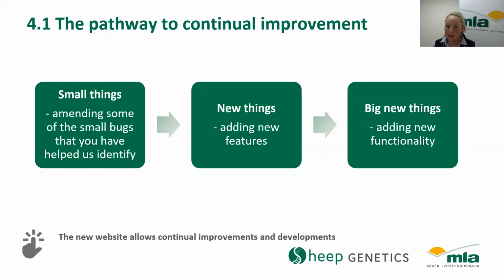So the small things are amending some of the bugs, which, for anyone that might not be overly familiar with tech terms, are just little glitches that are occurring. Our breeders have already helped us identify some of these, and these are already being worked on as we speak. We also have new things, so adding new features just to make the site a little bit easier. A good example is being able to delete a saved search. You might have got really excited and created 20 saved searches, but you only really need 3 or 4. So we're just adding in a delete button, which is already coming within the next few weeks.